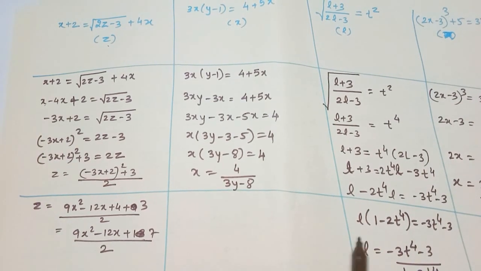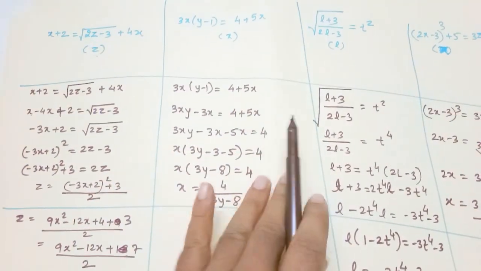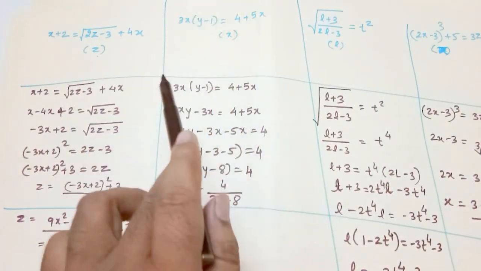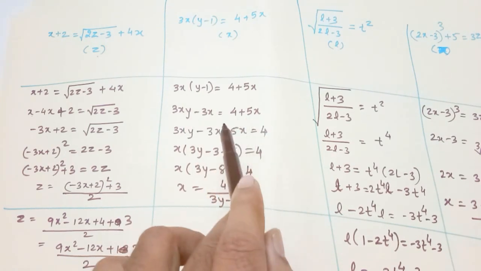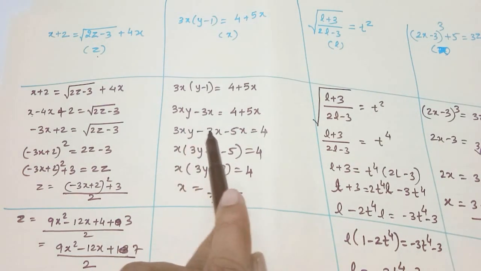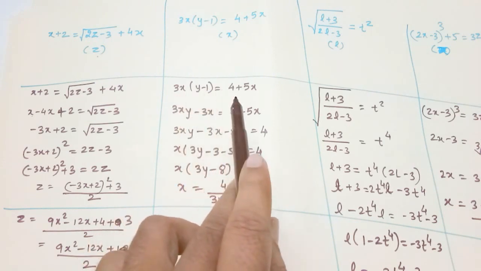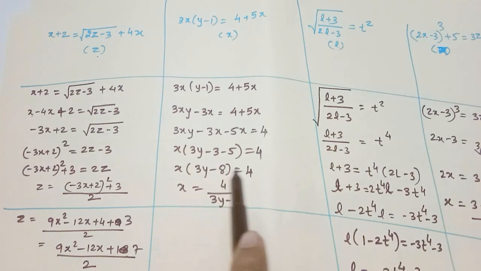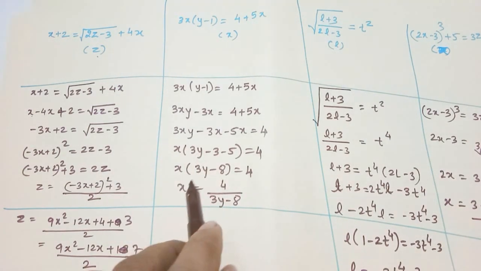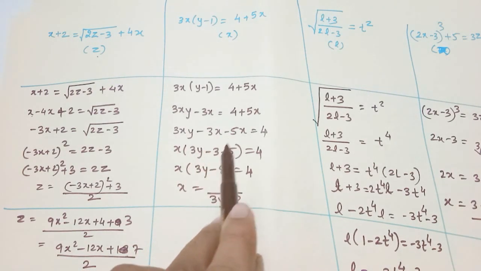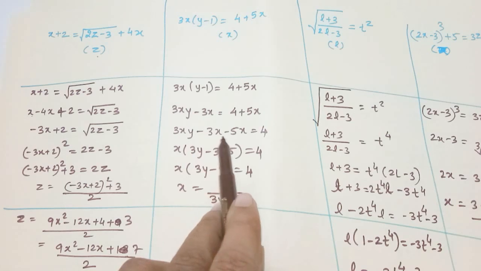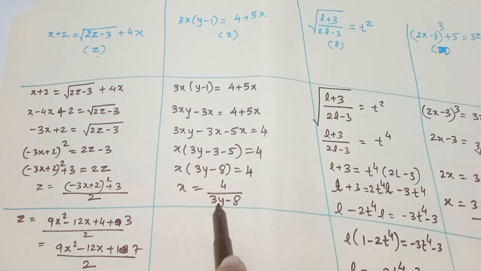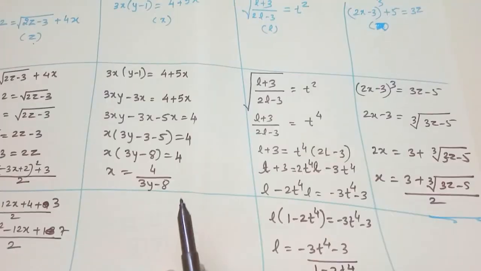Now the second one is, I wanted to make x the subject of the formula. First of all, you bring x to one side. You open up the bracket and you bring x to one side. So 3xy minus 3x is 4 plus 5x. So you're going to get x times 3y minus 8 equals 4. When you take x common, 3y is left out here, 3 is left here, negative 5. You could have in fact simplified it here itself, and you get this answer, x as 4 over 3y minus 8.